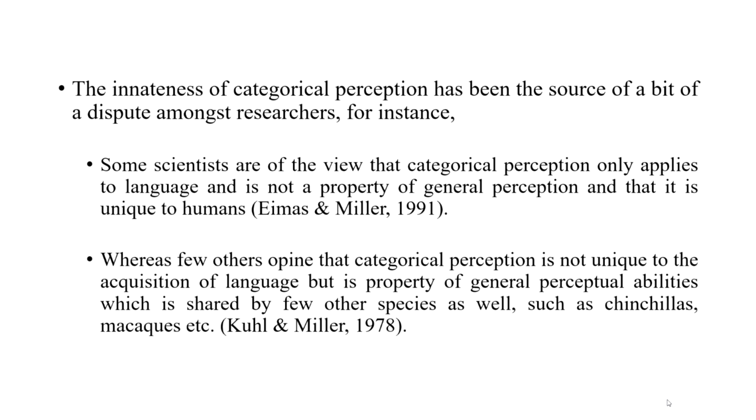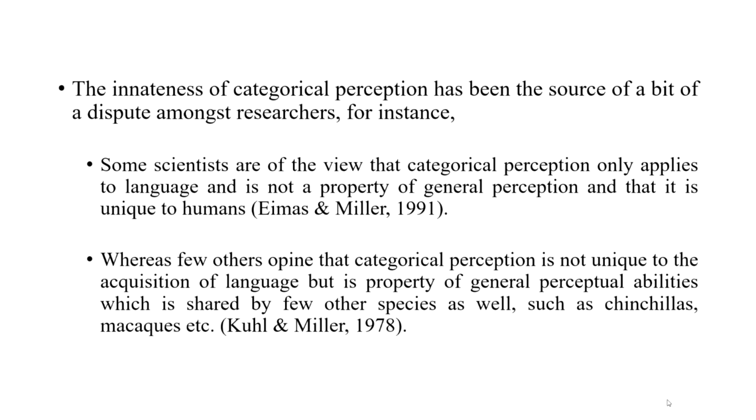Now, this innateness of categorical perception has been the source of a bit of a dispute amongst researchers, and there are typically two lines of argument here. For example, some scientists have proposed that categorical perception only applies to language, and it is not a general property of auditory perception. So, the idea is that it is a specific capability of perceiving human languages, and it is not the property of a general auditory perception capability. Also implying in the same vein that this is something that is unique to humans. It is a unique speech perception capability that is not shared by other species.